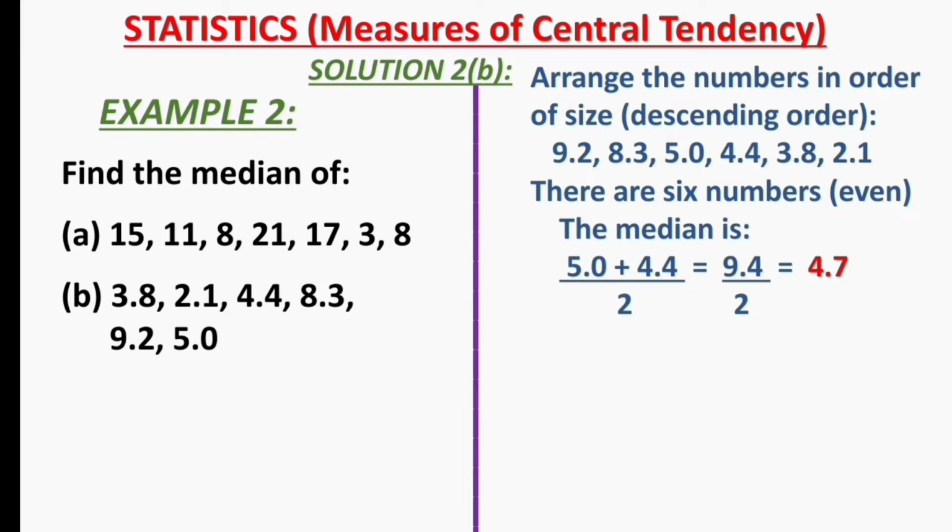So the median is going to be the mean of 5.0 and 4.4, that is, 5.0 plus 4.4 divided by 2. That should give us 9.4 divided by 2. The median in question 2B is 4.7. I hope this solution is clear to you.